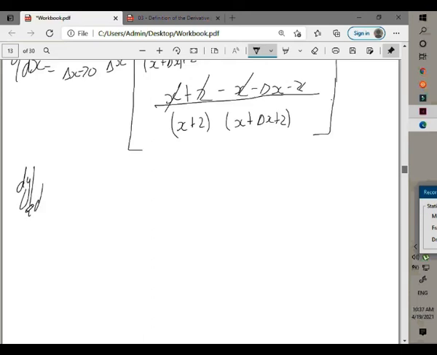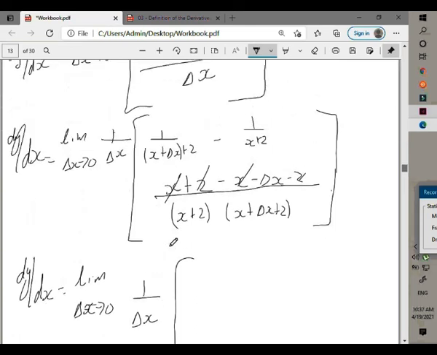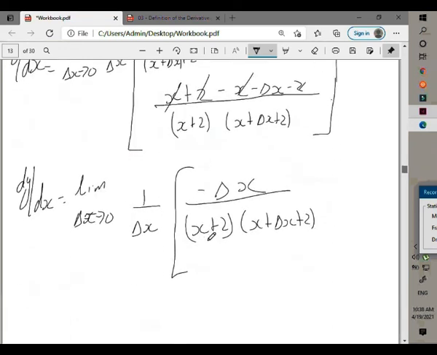So dy upon dx is equal to the limit as delta x is mapped onto 0, and I have 1 upon delta x outside here just looking in, waiting patiently for its moment to actually strike. So this is that, and I have x plus 2 bracket x plus delta x plus 2 bracket. And it's time for 1 upon delta x to make its finishing move.